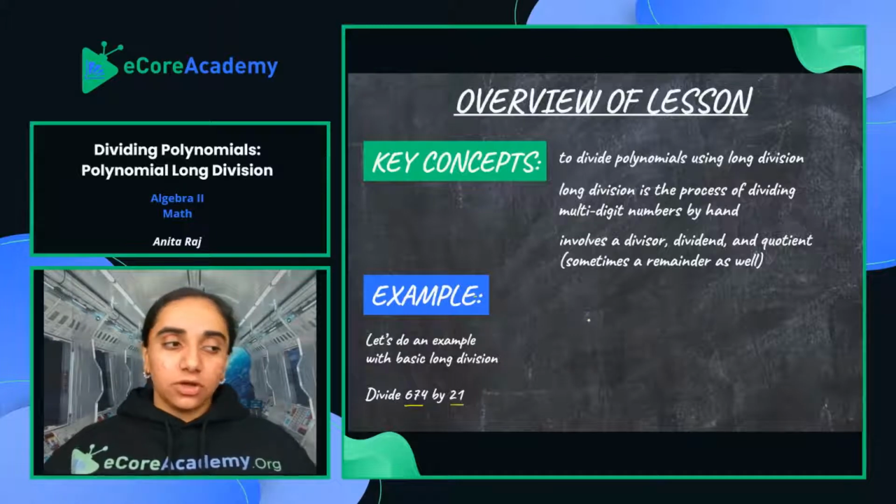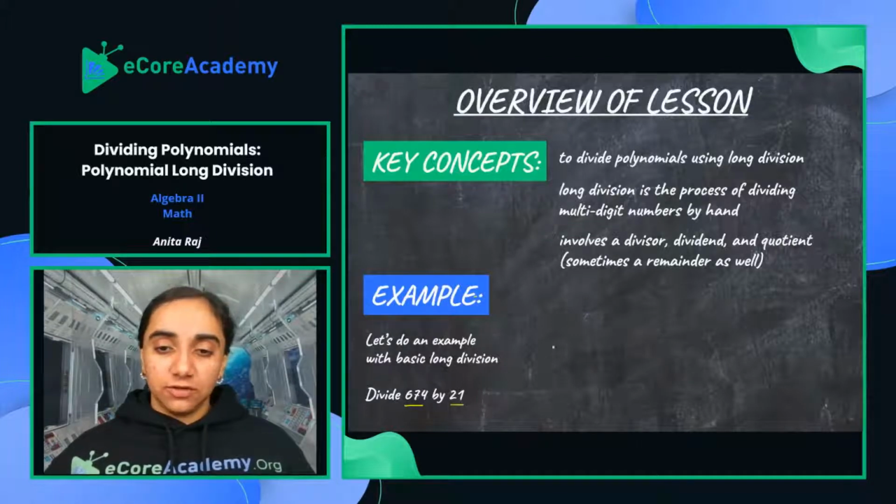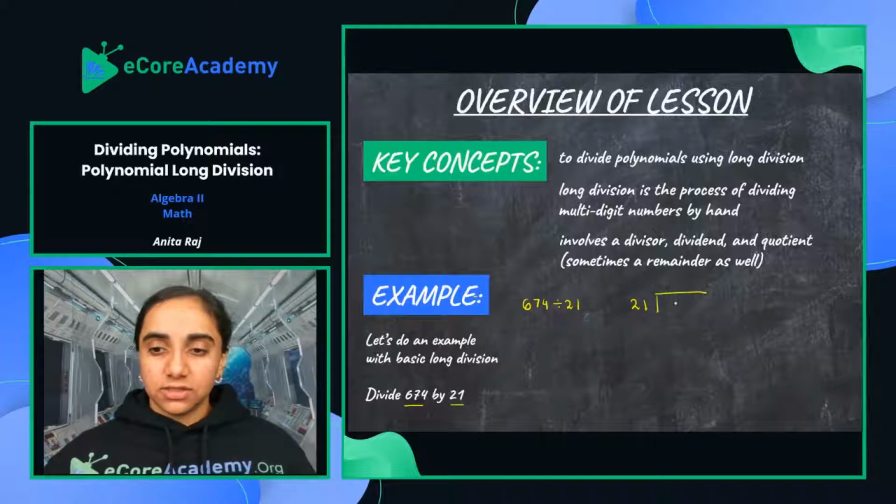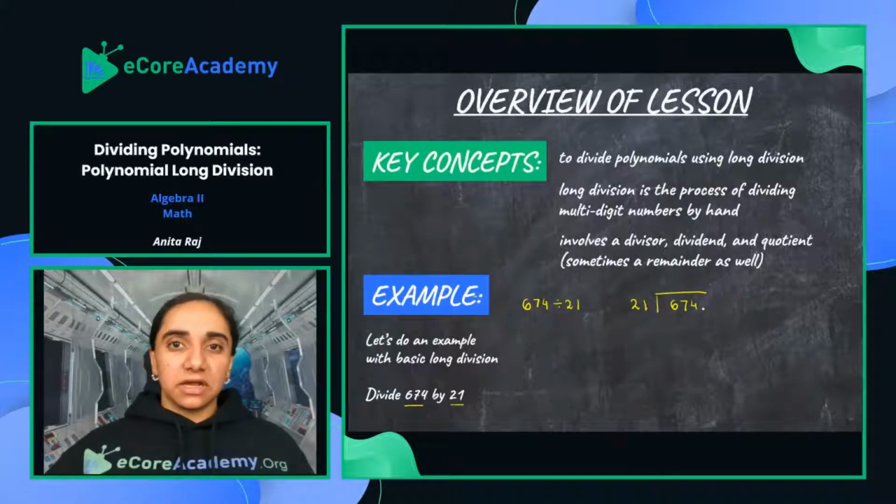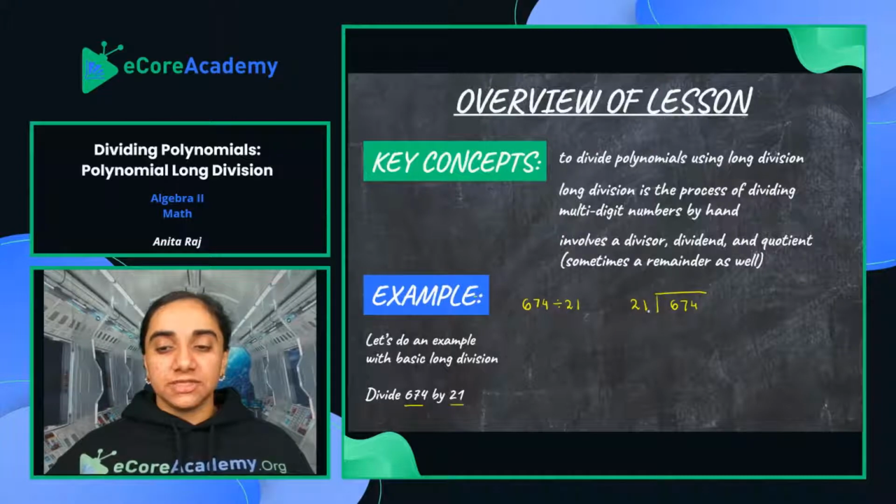We're going to go through that again. So I'm going to just rewrite 674 divided by 21 as 21 into 674. We draw this division symbol. I don't even know what the actual name of it is, but we use this little symbol when we're doing calculations by hand. All right, so first we want to see how many times 21 is going to go into 64, because since this is a 2-digit divisor, we're going to look at the first 2 digits of the dividend.